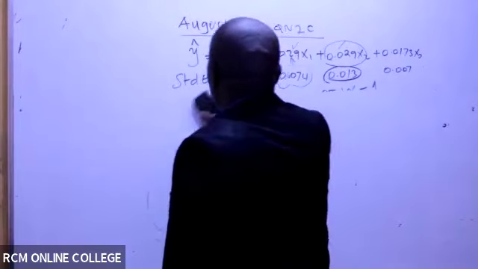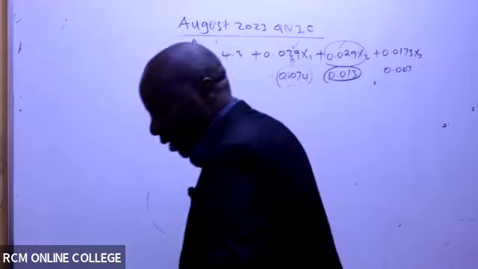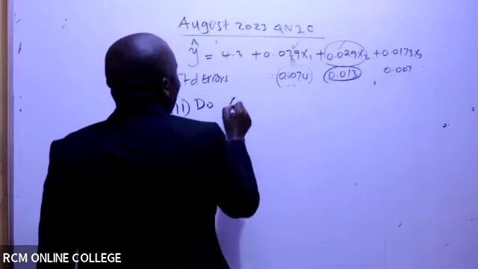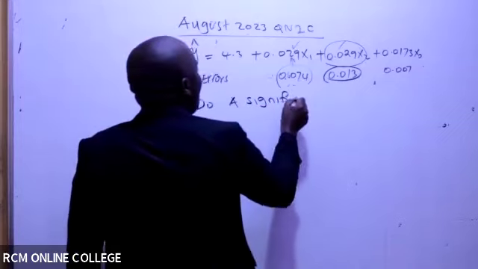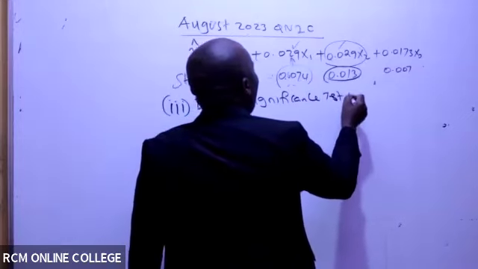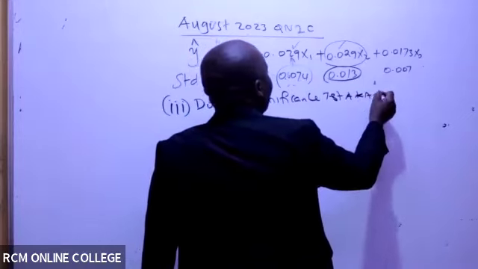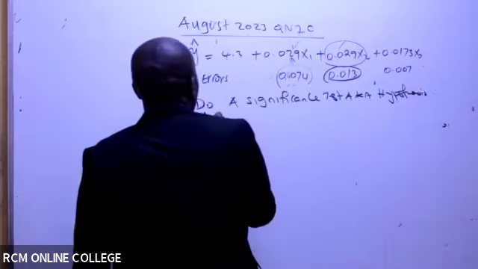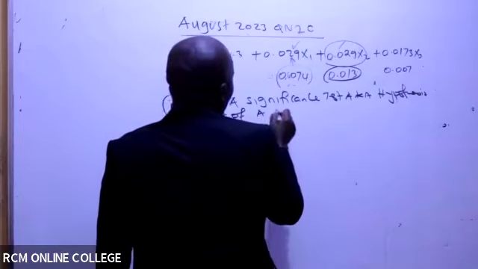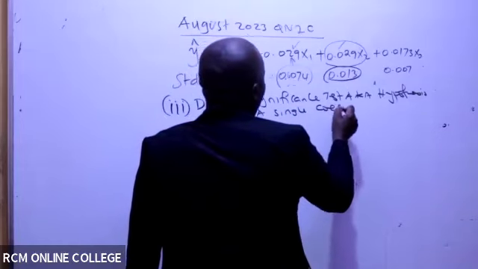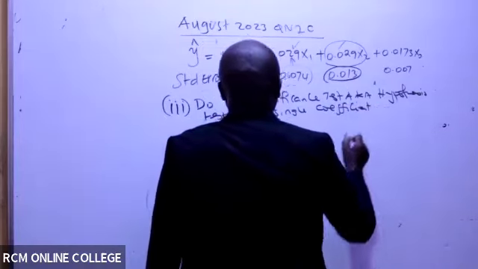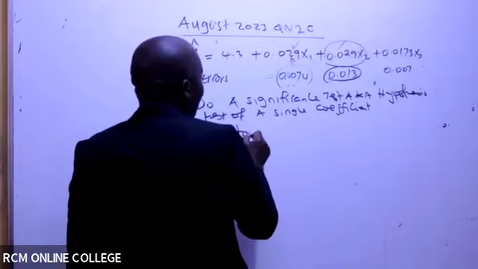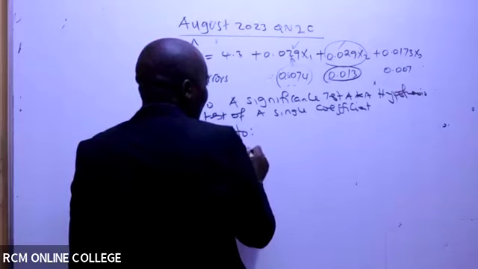So basically for number 3, we are doing a significance test, also known as a hypothesis test of a single coefficient. If it's a hypothesis test, we shall start by putting down our hypotheses for testing.